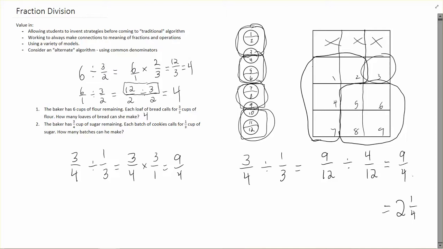Is 2 1/4 the same as 9/4? Indeed it is, because 2 is 2, each of those is made up of 4/4, so that'd be 8/4 plus 1 more is 9/4. So we came to the same answer, but in a more meaningful way.